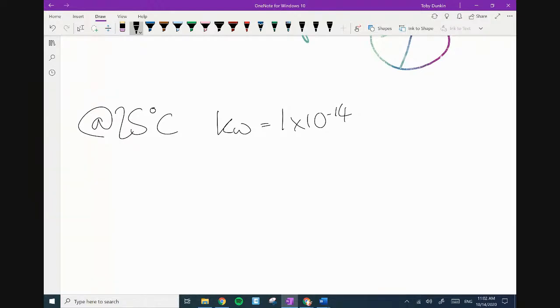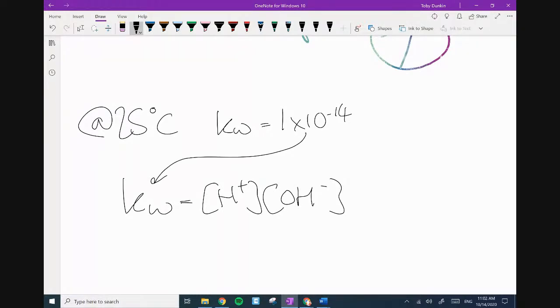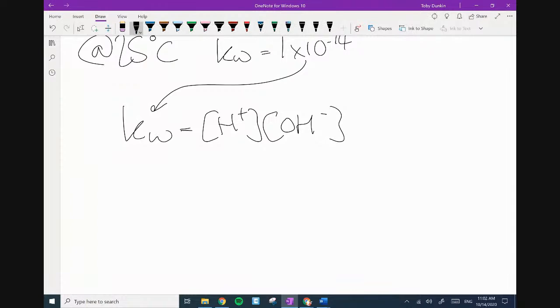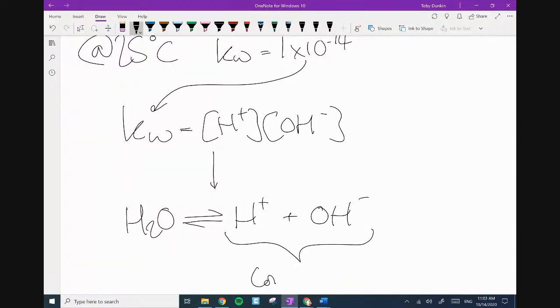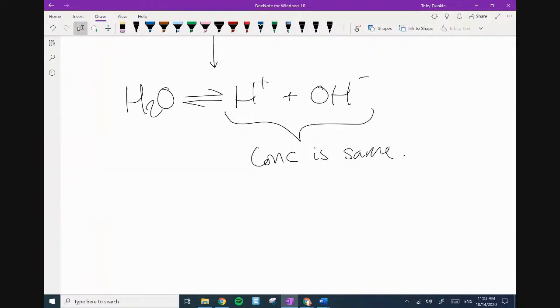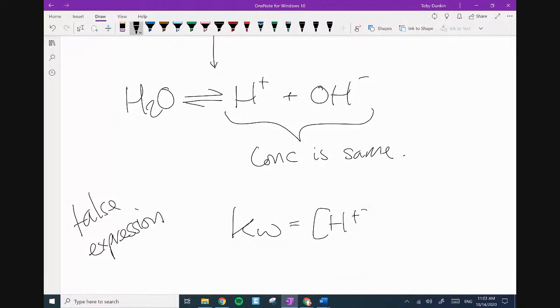Check this out. Now we've got an expression: Kw equals H plus times OH minus. Right, well, we know that the Kw value will slot in there. Now, here's the cool thing. We can now say that because we know the dissociation of water is a 1-to-1 equation, assuming nothing else is there, the concentration of these guys is the same. We can therefore produce a false expression. Now, this is false. This is only used for calculations. The false expression: Kw equals H plus squared. Check this out.